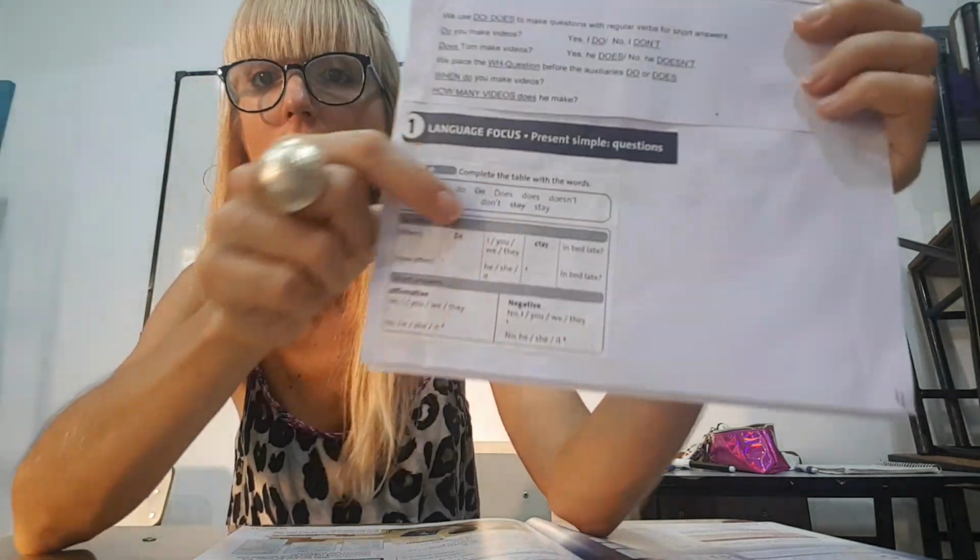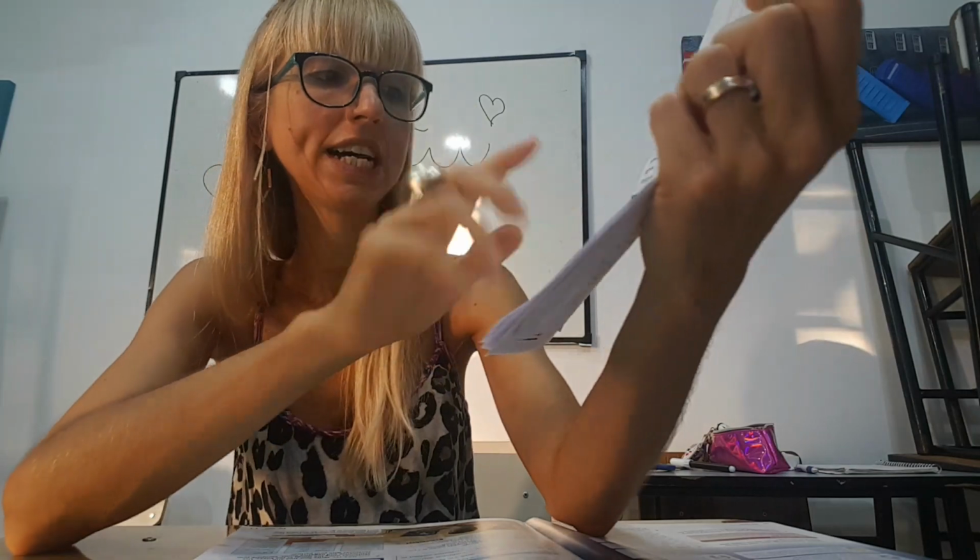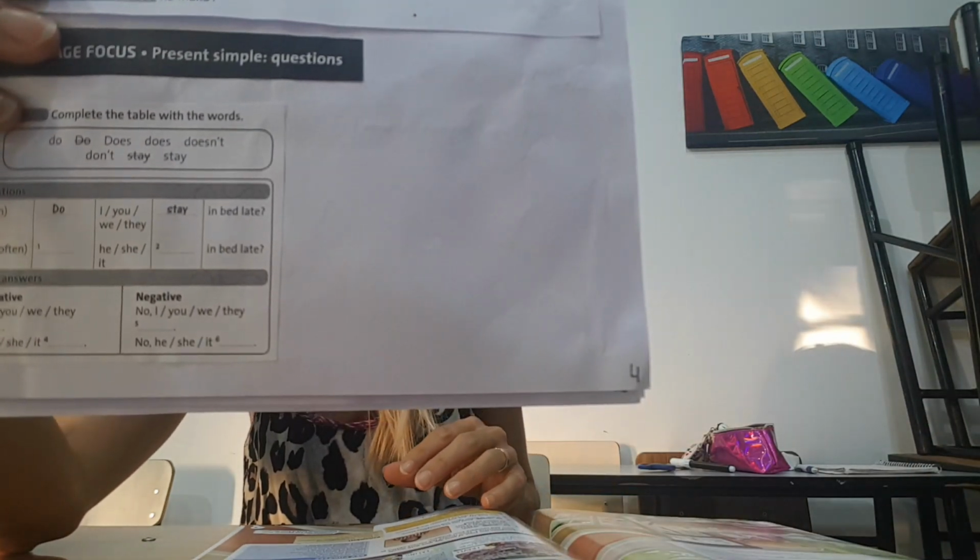Okay, the interrogative form. So here it says, you have a table to complete with do, does, don't, doesn't, yes, the verb in the infinitive. Okay, so you have to complete the table. This is homework for you. Okay, nos dejamos de tarea because it's simple.